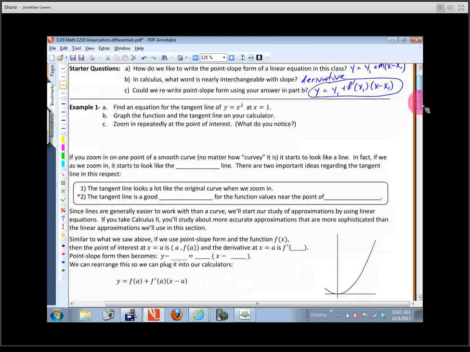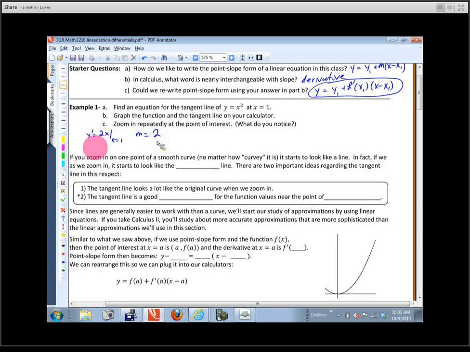Okay, so the next thing we're going to do, we're just going to look at example 1, and we're going to pick up on an idea that we've done several times. It says, find an equation of the tangent line of y equals x squared at x equals 1. Well, we need a couple of things in order to do that. So I need y prime. Okay, that's going to be 2x. That'll give me the slope, and I'm going to evaluate that at x equals 1. So that would tell me that the slope is 2.